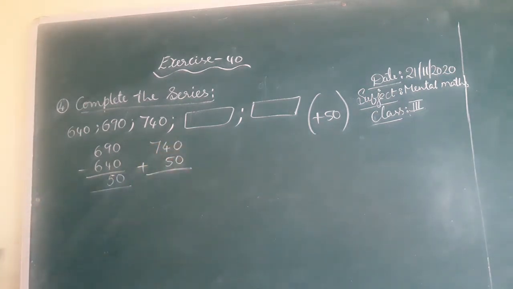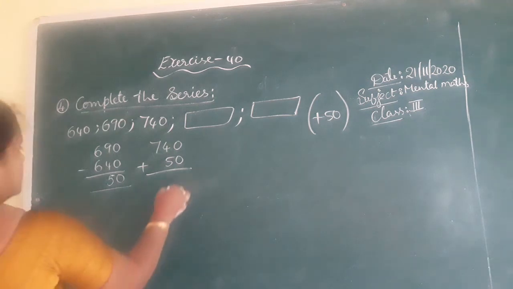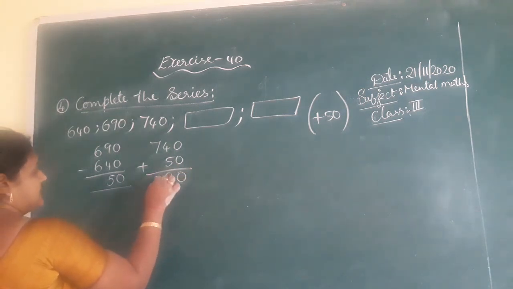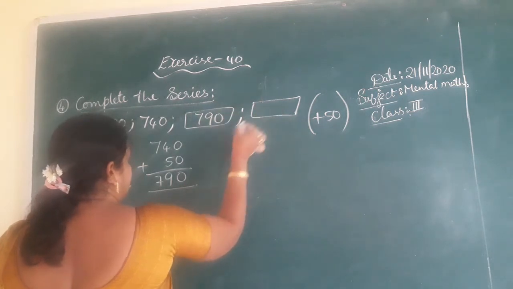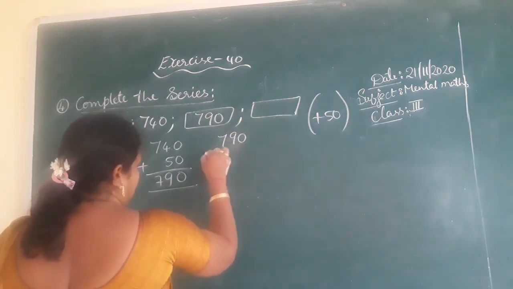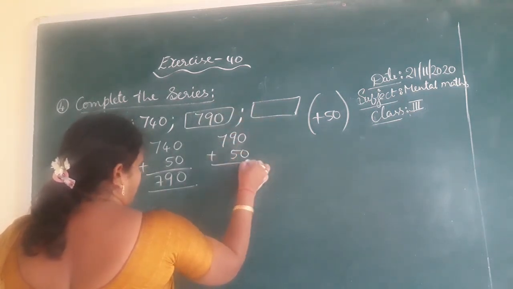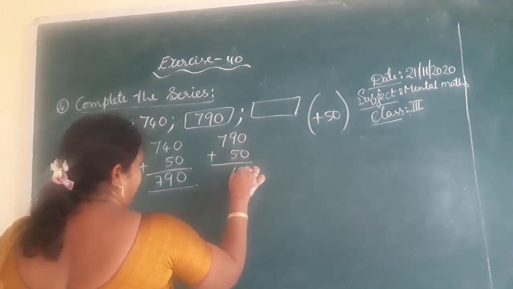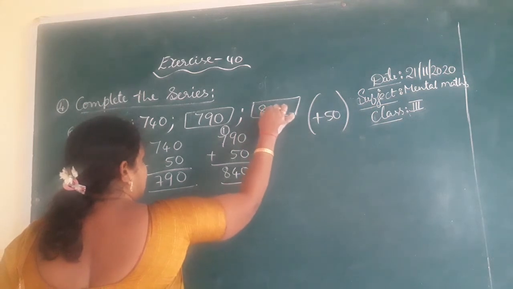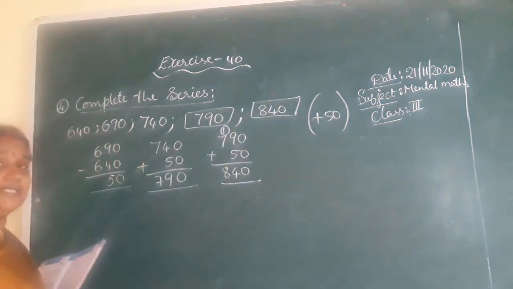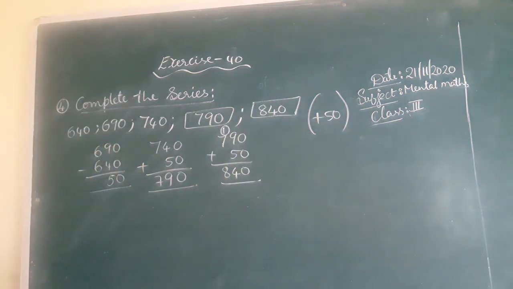So next, 740 plus 50. Now you have to add 50 to the last number they have given in this column, 740. 0 plus 0 is 0, 4 plus 5 is 9, 7. Again 790. To get another number you have to add 790 plus 50. 0 plus 0 is 0, 9 plus 5 is 14, 7 plus 1 is 8. 840 is the right answer. See the fifth one now.